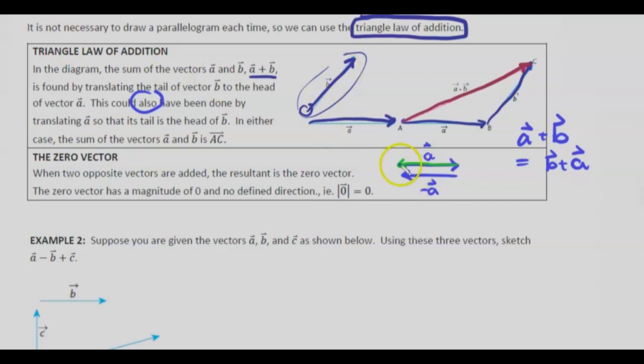So it would have a magnitude of 0 because you went there and back. You returned to the exact same place. Again, magnitude of 0, which actually means that there's no direction. Okay, the 0 vector has a magnitude of 0 with no defined direction. So the 0 vector is written like this. So the magnitude of the 0 vector is 0.